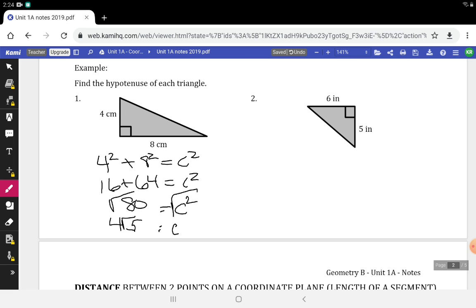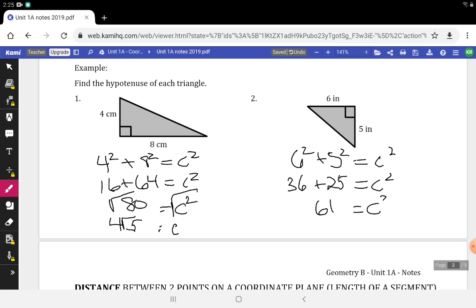For the second example, we do exactly the same thing. 6 squared plus 5 squared equals c squared. 36 plus 25 equals c squared. That's 61 when we add them together. We take the square root, and our answer is just the square root of 61 equals the hypotenuse.